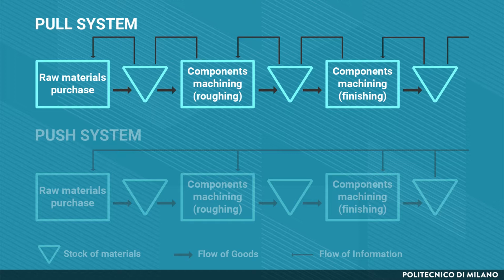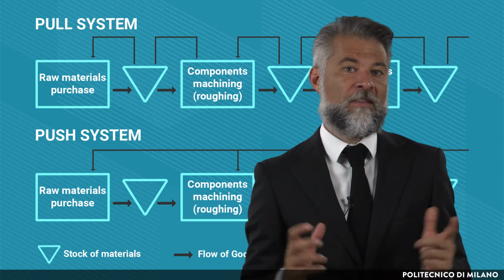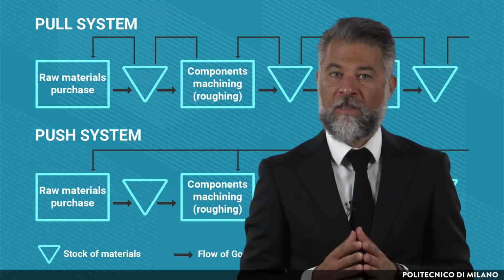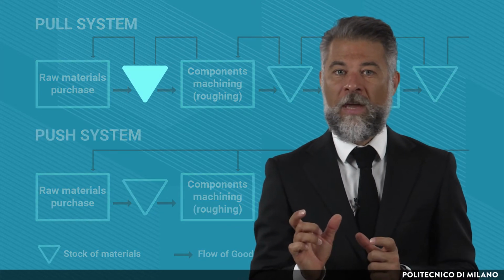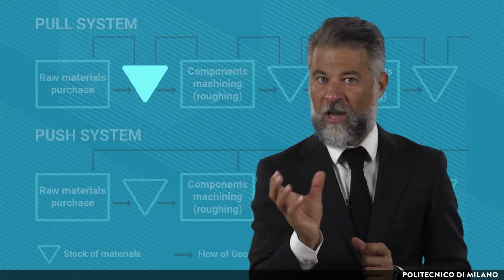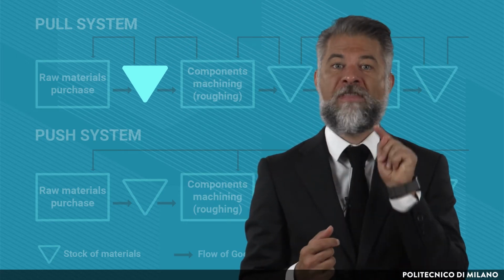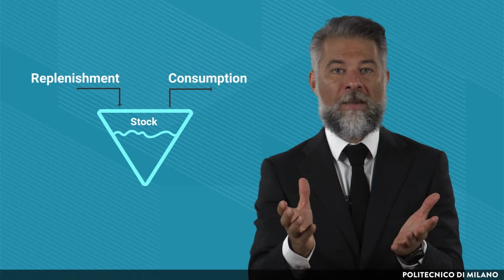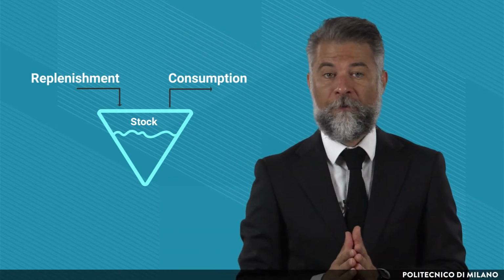closest downstream stock location. To better explain this difference, let's analyze the push and pull approaches from another perspective: the link between the production or purchase orders for a certain component and the level of stock of the very same component in the manufacturing system. The level of stock is given by the difference between replenishment and consumption over time.